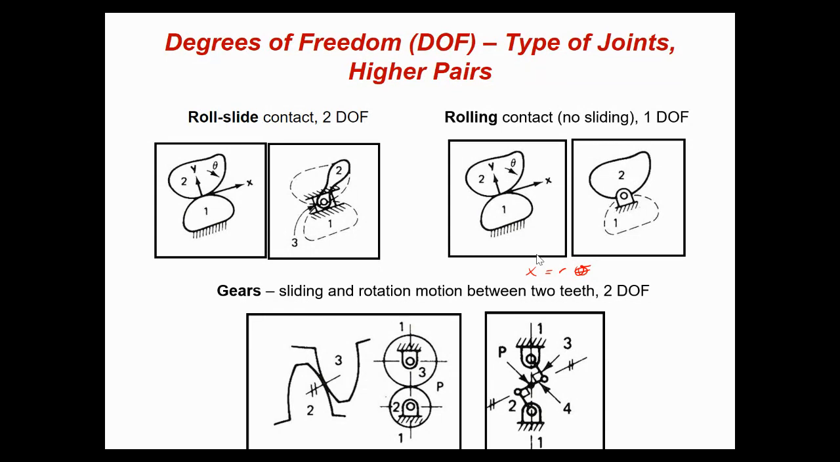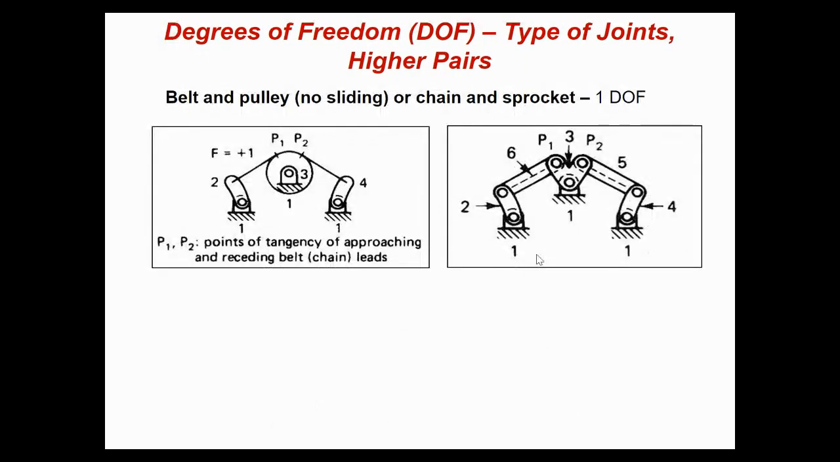The gears: between the gears, there is sliding and rotating motion between the teeth. So in the gears, you might think that there is 1 degree of freedom, but actually, in the actual case, the degree of freedom of the gears is 2. If you have a gear joint, the degree of freedom of the gear joint is 2. It is a higher order pair. This is a little bit counterintuitive in the beginning, but we will see why we do that.